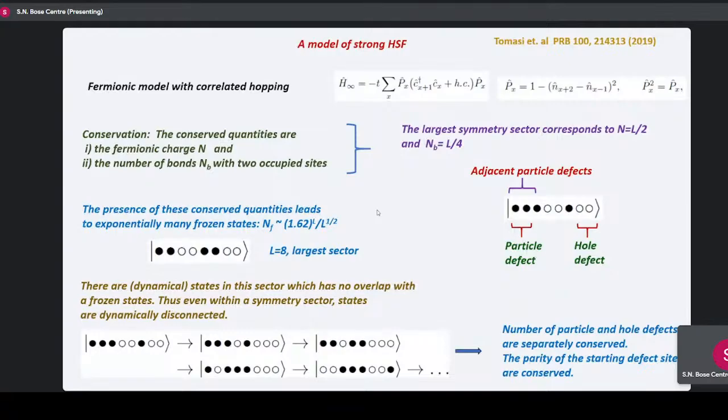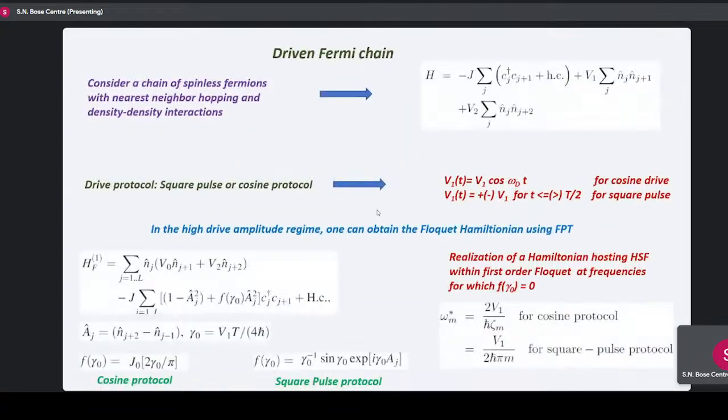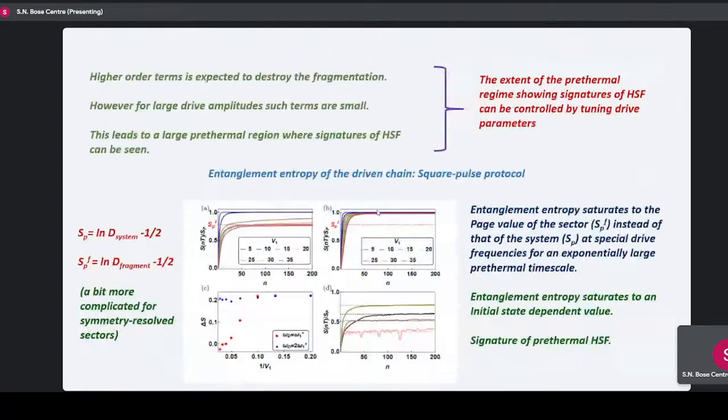out here. Which means that the first order Floquet Hamiltonian is going to give you signatures of Hilbert space fragmentation at this special drive frequency. However, there is still this question that there are higher order terms. They are not going to obey this kind of projection, and they can destroy Hilbert space fragmentation. And the expectation was that for large drive amplitude, these higher terms are small, and you can have a large pre-thermal region where the signatures of this Hilbert space fragmentation are going to occur. And that's exactly what we see.